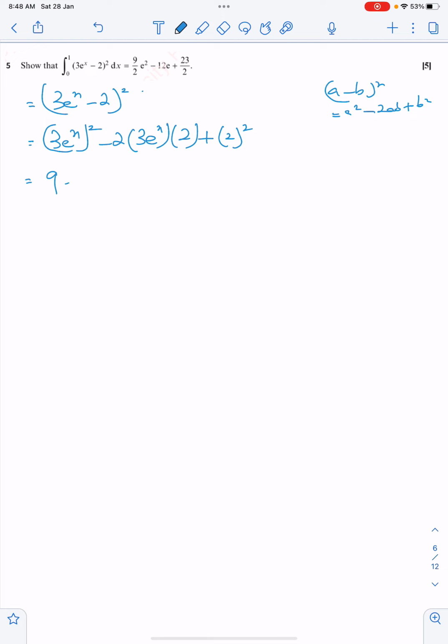Okay, let's simplify this. It will become 9 e to the power, now a power inside the bracket and a power outside the bracket gets multiplied, so it will be 2x minus 6 into 2 is 12 e^x plus 4. Okay, now I have to integrate this with the boundaries 1 and 0. Okay, let's start with this. If I have to integrate e, whatever is the power of e, for instance 2x, write it as it is.